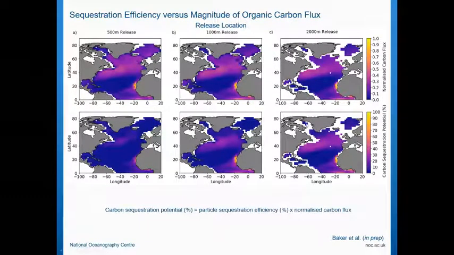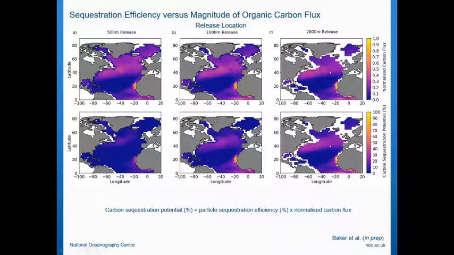To take this one step further, I've taken these carbon fluxes and normalized them to the highest flux at each depth. You can see the spatial pattern for these 3 is quite similar. I've used this to calculate something I've called the carbon sequestration potential. This is just the particle sequestration efficiency that I showed you on the previous slide, times this normalized carbon flux. Essentially I'm scaling the carbon fluxes with the sequestration efficiency to see what could actually be stored at each of these depths.